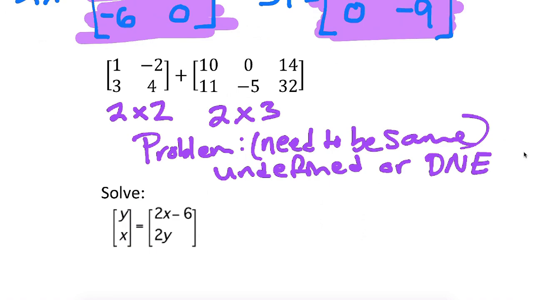It wouldn't make any sense because you'd add 1 to 10 and negative 2 to 0, but what the heck would you do with the 14? And you'd run into the same problem in the second row.